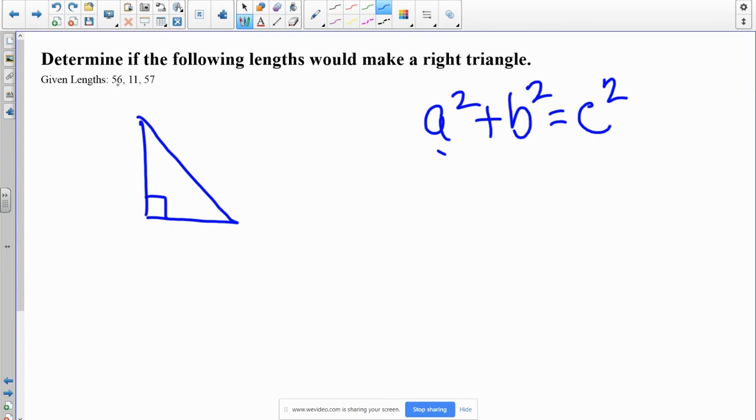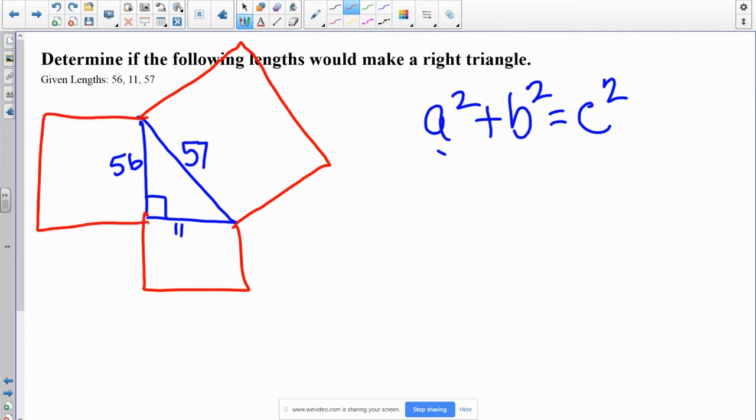So I look at my lengths. My largest length is 57, so I know that has to be my hypotenuse. My two legs, one is 56 and one is 11. I'm going to draw my squares, again, not to scale. I'm going to go find the area of those squares. So on this first one here, I have 57 as a side length. So that means this side length is also 57.